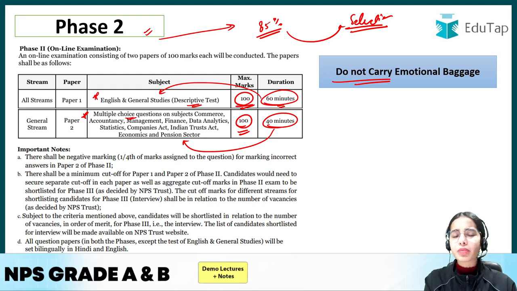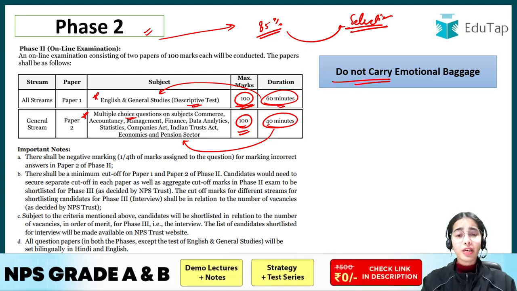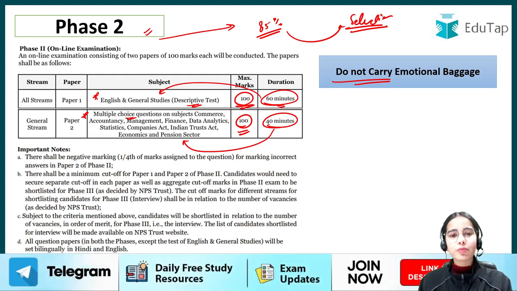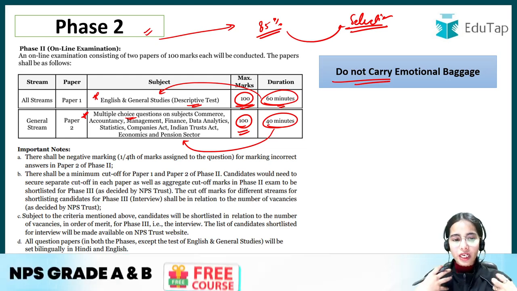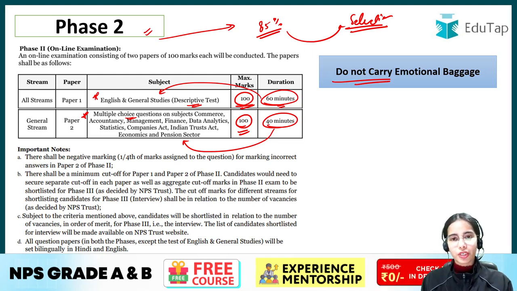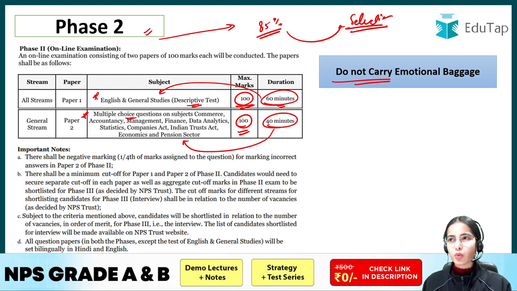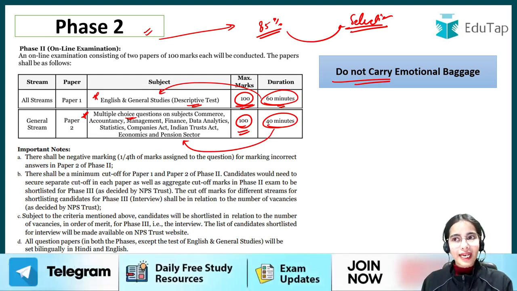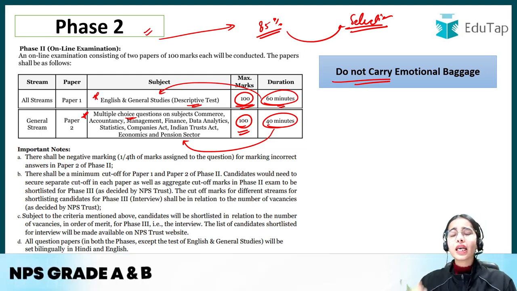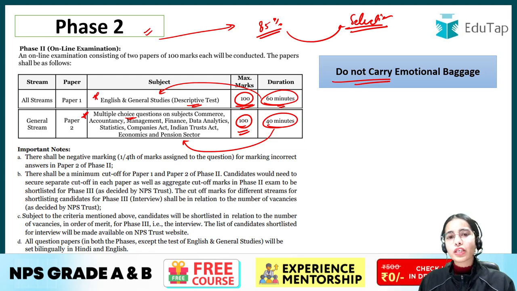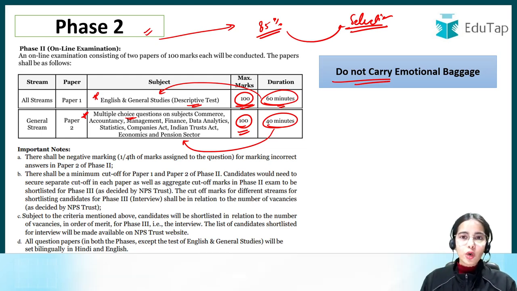You might have made some mistakes in phase 1 and you might be afraid whether you will be able to clear phase 1 or not. But do not carry this emotional baggage when you are starting with the phase 2 examination, because many students think that they will not be able to clear phase 1, but when the result comes, they realize that they have cleared phase 1, and then they become sad or disheartened that they didn't prepare for phase 2 well, or that they are not prepared for phase 2.